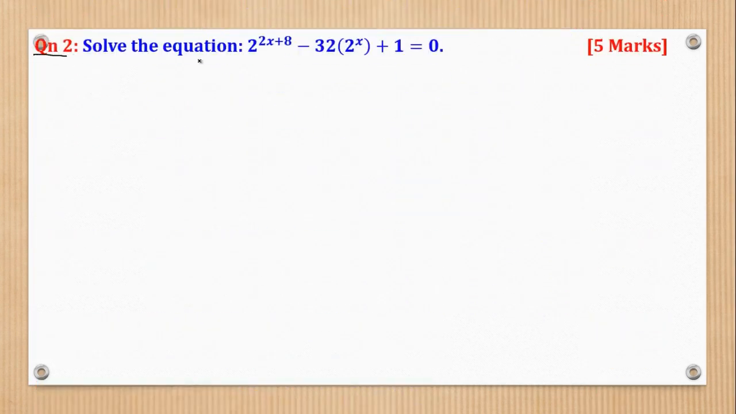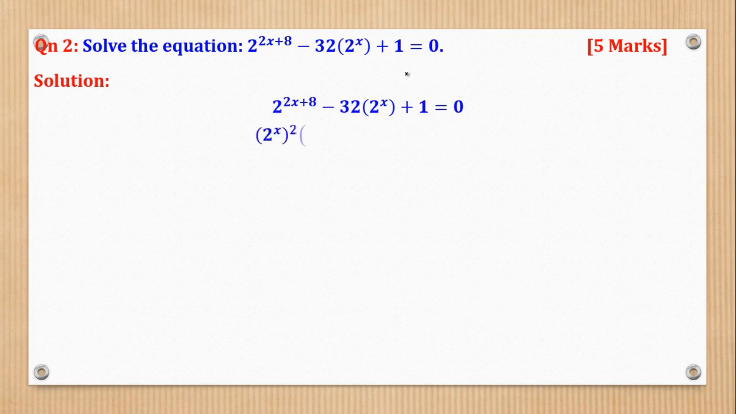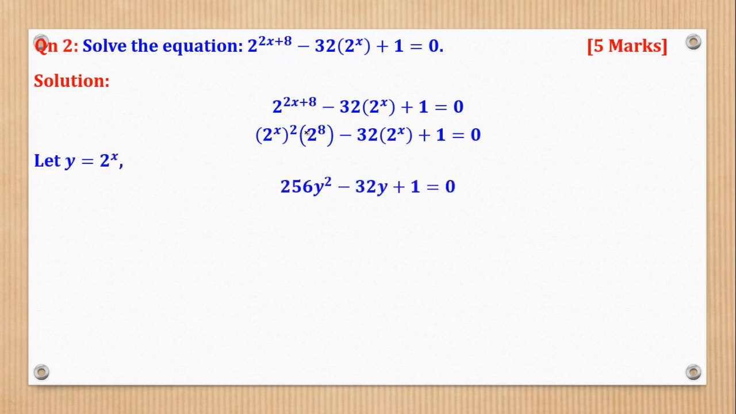Then question 2 says, solve the equation this. So there we shall first of all, this one is the same as 2x to the power 2 times 2 to the power 8. So from there, I'll come and say that let y be equal to 2 to the power x. So I'll come and substitute. So 2 to the power 8 is 256, and this one becomes y squared. This one becomes 32y plus 1 equal to 0.